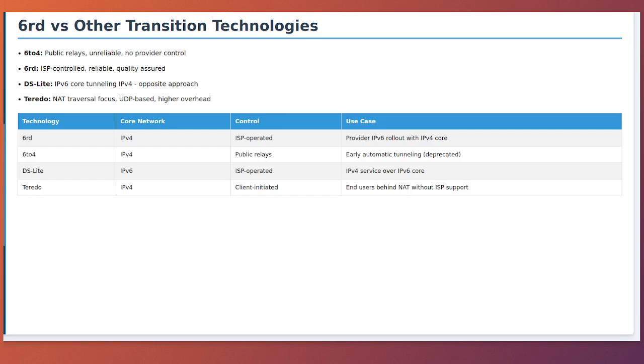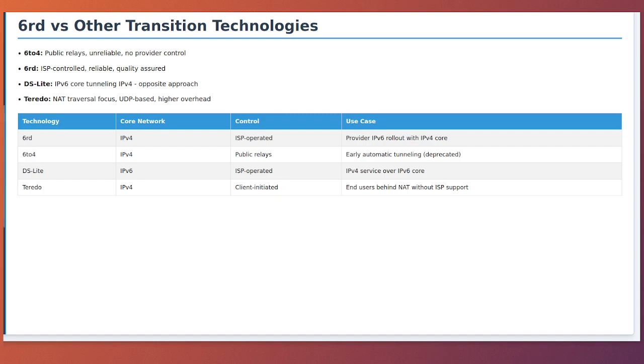The other major improvement is that 6RD allows for IPv4 prefix compression. If all customers share a common IPv4 prefix, those bits don't need to be embedded, which provides more bits for customer subnetting.